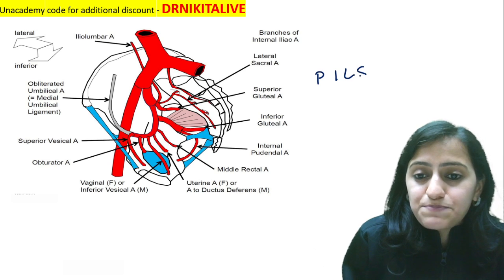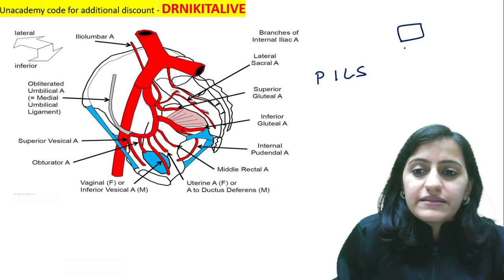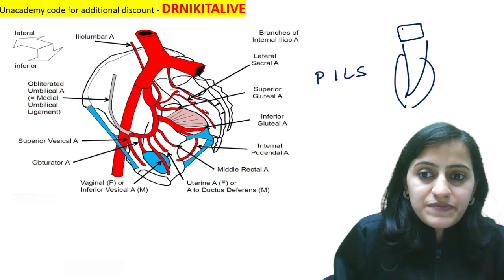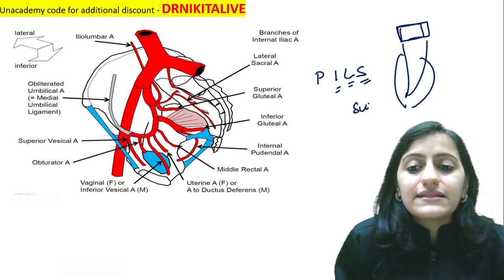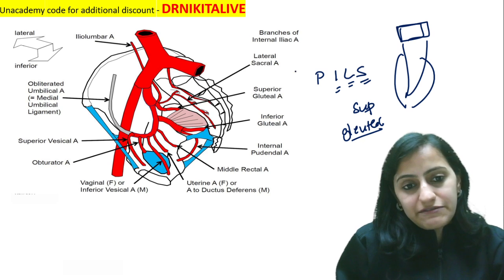Now coming to the posterior division. Posterior division, it is PILLS. If we start from above, we have the lumbar, then we have the sacrum, and then imagine that there is the gluteal region. So iliolumbar artery, lateral sacral artery, and the superior gluteal artery. Okay, it's the superior gluteal, not the inferior gluteal.